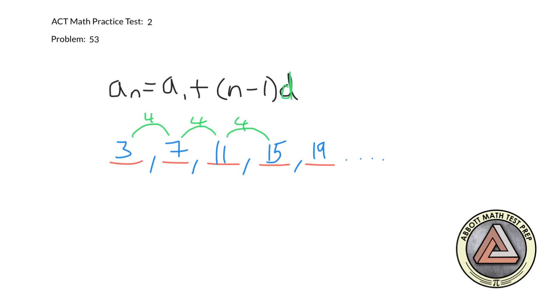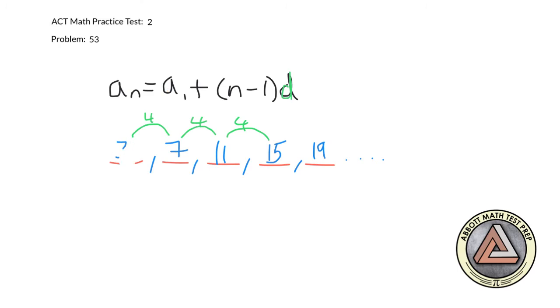Well, if we wanted to find out what the 50th term is, what's the blue number situated above the 50th red underline? Then we would find a sub 50, so 50 would go here, and it would be a sub 1 plus 49, because 50 minus 1 is 49, times 4. That leads to the next question: what is a sub 1? Well, a sub 1 is always the first number in the sequence. So in this case, a sub 1 would of course be 3 itself.